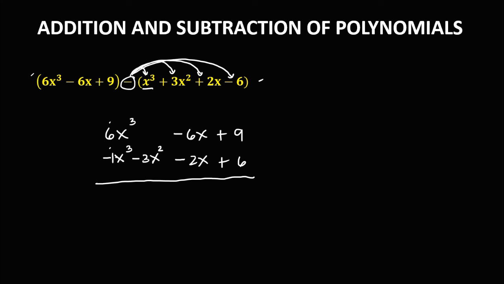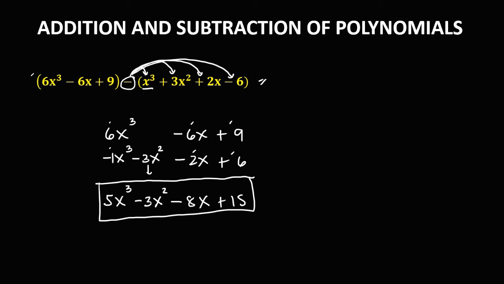So 6 minus 1, this one is 5. Then bring down x to the power 3. Then just bring down this negative 3, x squared. Then this negative 6 and negative 2. Since the same negative, just copy the sign. Then add these numbers. So 6 plus 2, this one is 8. Then bring down x. Then this positive 9 and positive 6, this one is positive 15. So this is now the difference of these polynomials.